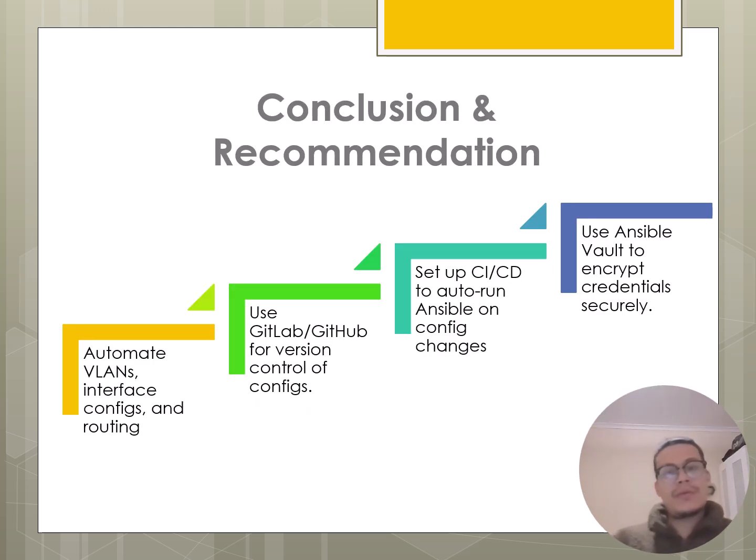So at the last, talking about the conclusion and recommendation, after examining our results, we suggest that automating VLAN, interface configuration and routing will improve how efficiently the system operates. GitLab or GitHub makes tracking and handling our network settings easier. Using CI/CD means Ansible runbooks will be implemented every time changes are made. Ansible Vault should encrypt any password used, and Nagios can be set up to run configuration when there are reports of network activity. Thank you.